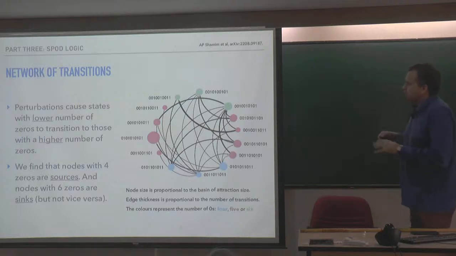So now that we understand that, we can provide perturbations to all the different spots, and we can see the kinds of transitions that can occur. And we find that nodes with four zeros typically flow towards nodes with 5 or 6 zeros, so you don't get flows backward. So there's a kind of logic in terms of how perturbations take you from some sites to other sites.